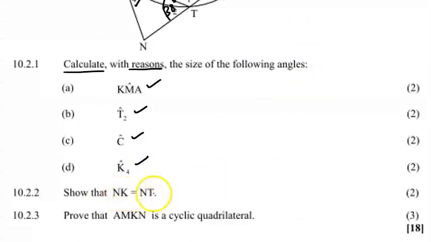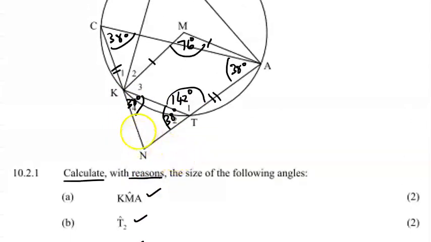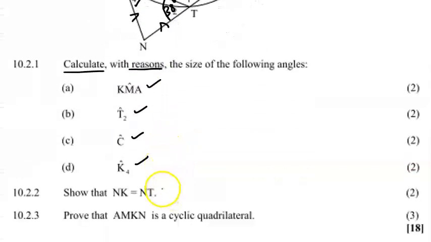Show that NK equals NT. And here NK equals NT. Well, basically we got K4 equals T2 equals 38 degrees. Therefore, these two, NK and NT, must be equal to each other.